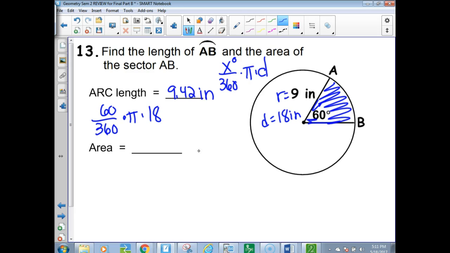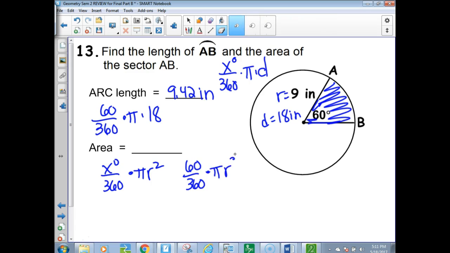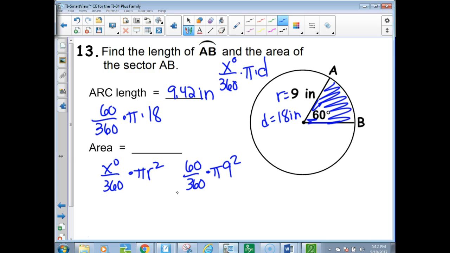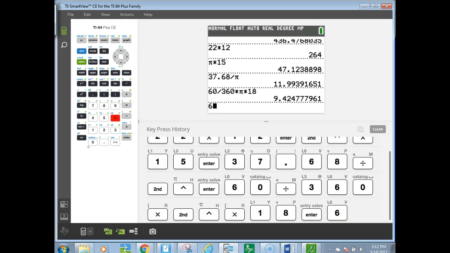This time we're going to be doing part of the area. So we do x degrees out of 360 times pi r squared. Area formula for a circle is pi r squared. So we do the same thing, put in that 60 for our arc measure, our central angle. And now I'm going to put the radius in, which we already knew was 9. Okay, so I type in 60 divided by 360.